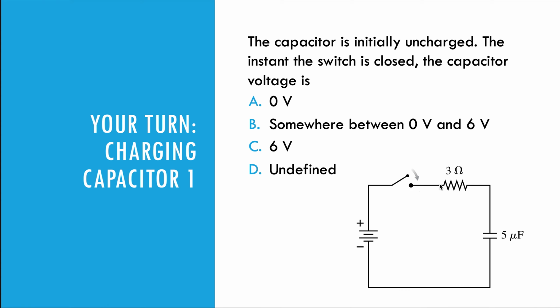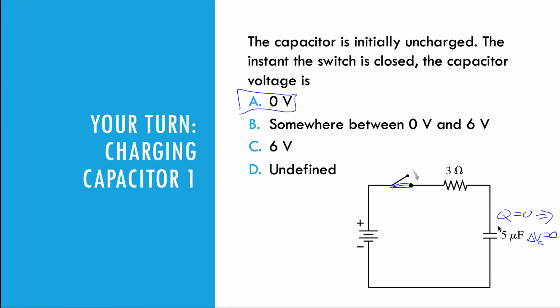All right, so what we said is that when we close the switch, the capacitor has not had time to charge up yet. If there's no charge on the capacitor, that means that there is no voltage on the capacitor. So the answer is A. The instant the switch is closed, there's no voltage on the capacitor.